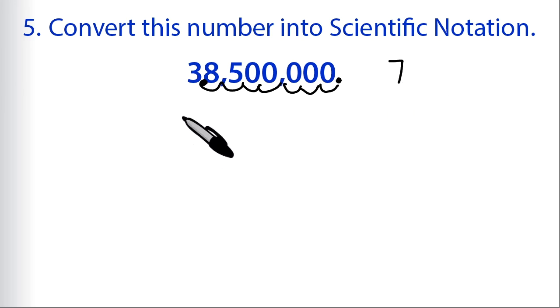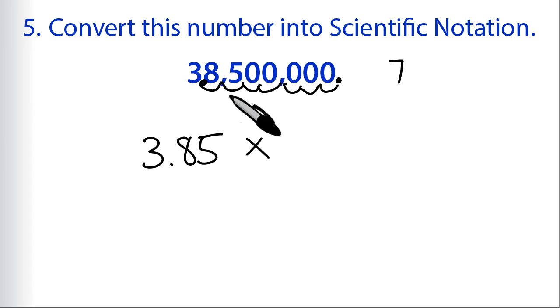Then we have 3.85 times, and then 10 to the power of how many times we moved the decimal point, 10 to the power of 7. So 38,500,000 is 3.85 times 10 to the 7.